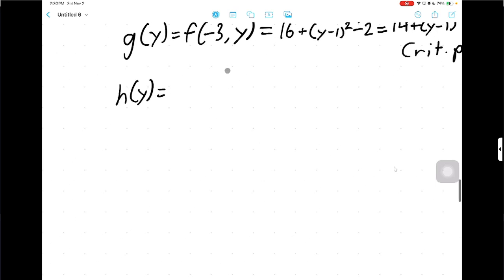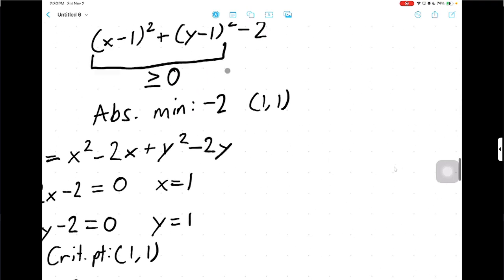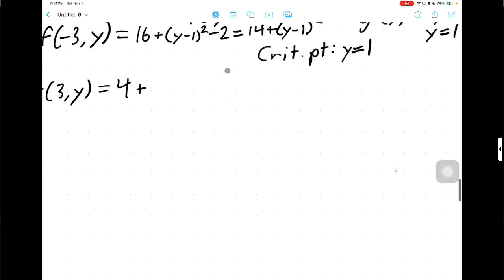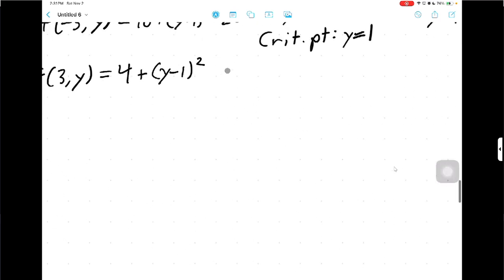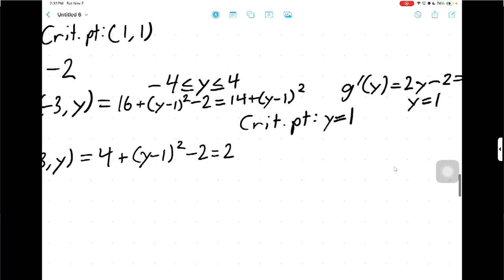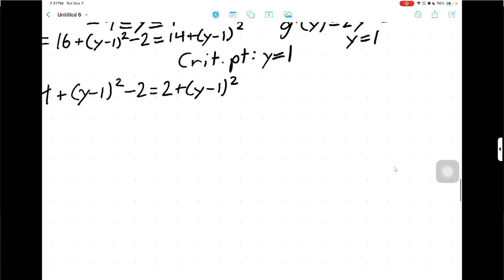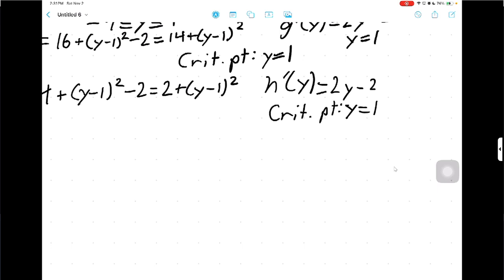We're going to do the same thing. 3 comma y. Which is just going to be 4, because we get 3 minus 1, that's 2, squared. Plus again, a y minus 1 squared minus 2. And then h prime of y, this is just your 2y minus 2. Your critical point is y equals 1.